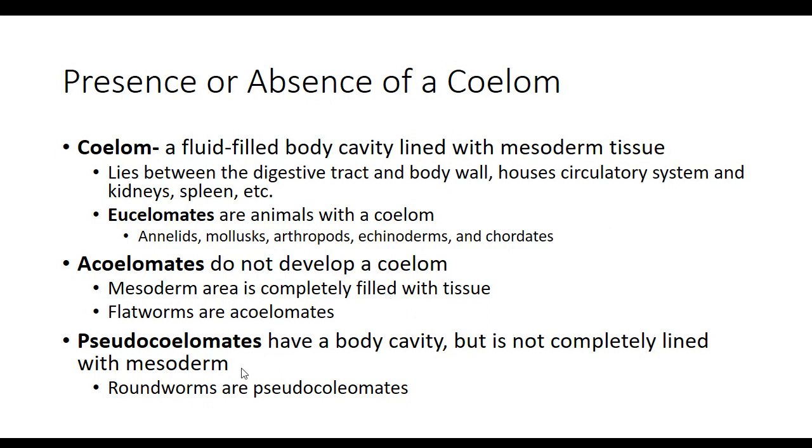And the pseudocoelomates. Pseudo means false. So they have a body cavity, but it's not considered to be a true coelom because in a true coelom, the body cavity is surrounded by mesoderm. But in a pseudocoelomate, it's lined partially by mesoderm and partly by endoderm. So it's a body cavity, but it's not considered a true coelom, so it's called a pseudocoelom. And that's what the roundworms, the nematode worms, have.